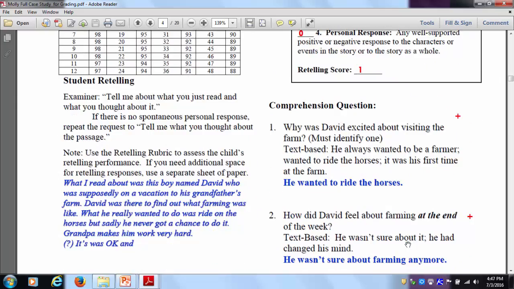That takes us to the retelling you've read, and I'm going to quickly read it. "What I read about was this boy named David who was supposedly on a vacation to his grandfather's farm. David was there to find out what farming was like. What he really wanted to do was ride on the horse, but sadly he never got a chance to do it. Grandpa makes him work very hard." Asked about it, it was okay, and then said nothing else.